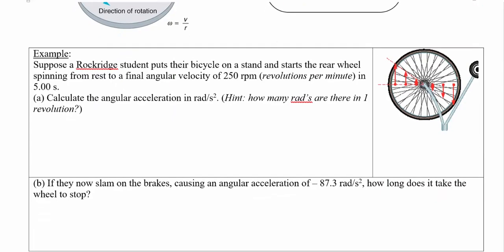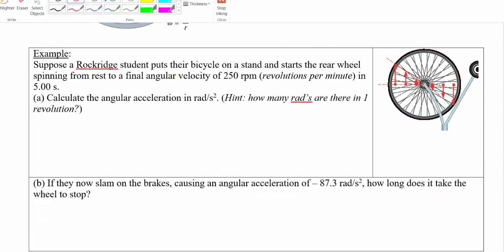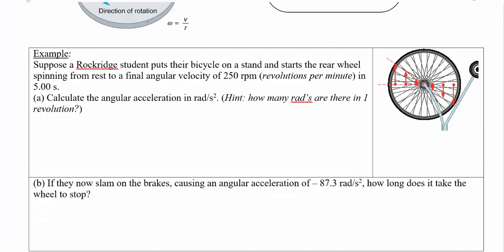Okay, so we'll do a couple of examples. Suppose a Rockbridge student puts their bicycle on a stand and starts the rear wheel spinning from rest to a final angular velocity of 250 RPMs, or revolutions per minute, in 5 seconds. What is the angular acceleration in radians per second squared?